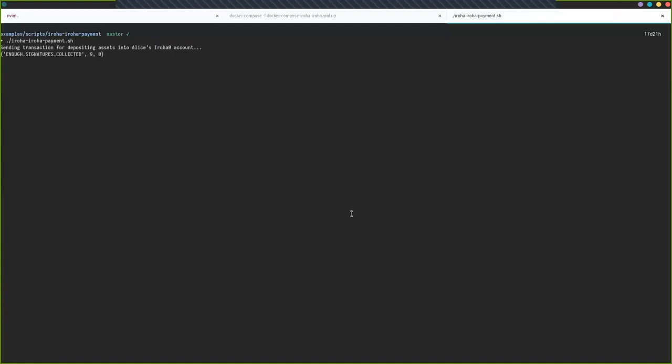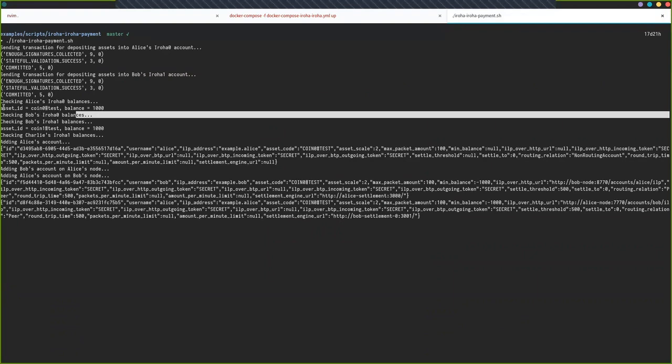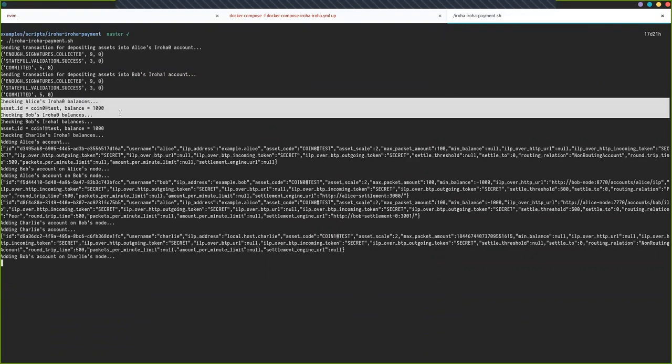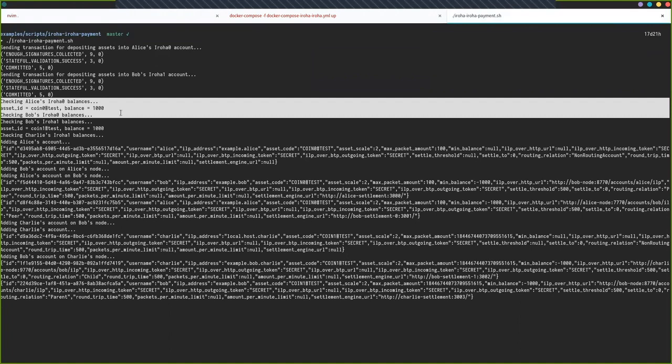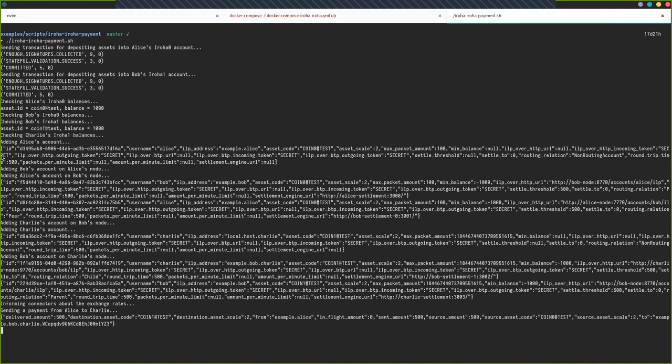So running the example, we first just deposit some assets into Alice's account and Bob's account. Next, we query their balances. We see here that on the first Iroha blockchain, Alice has 1,000, Bob has nothing, Charlie has also nothing. Charlie doesn't even have an account on this blockchain. On the second blockchain, we have Bob that has 1,000, Charlie that has nothing, and Alice also doesn't have an account.